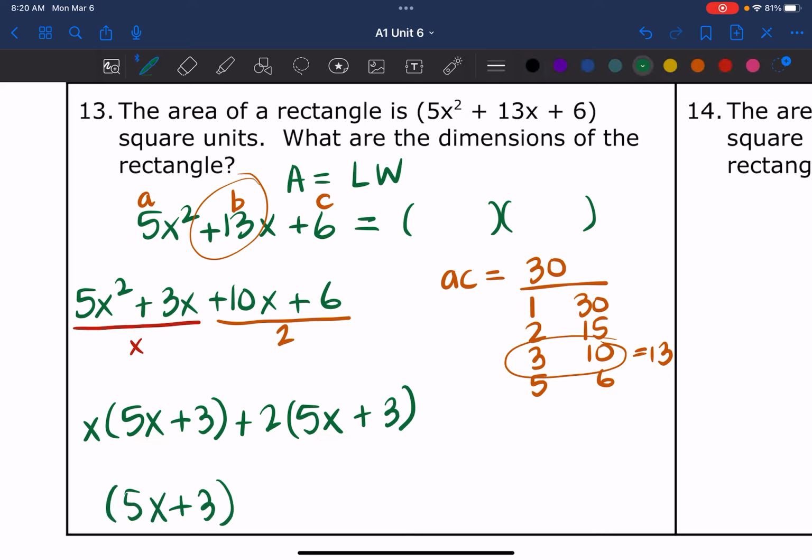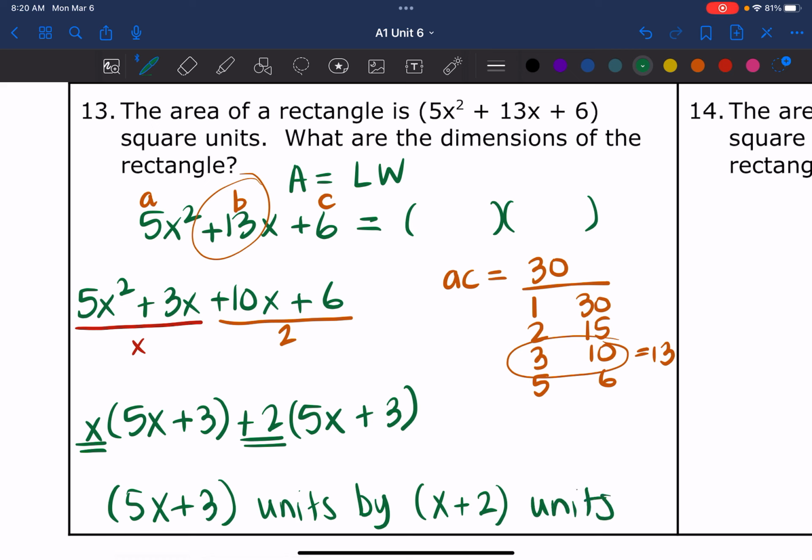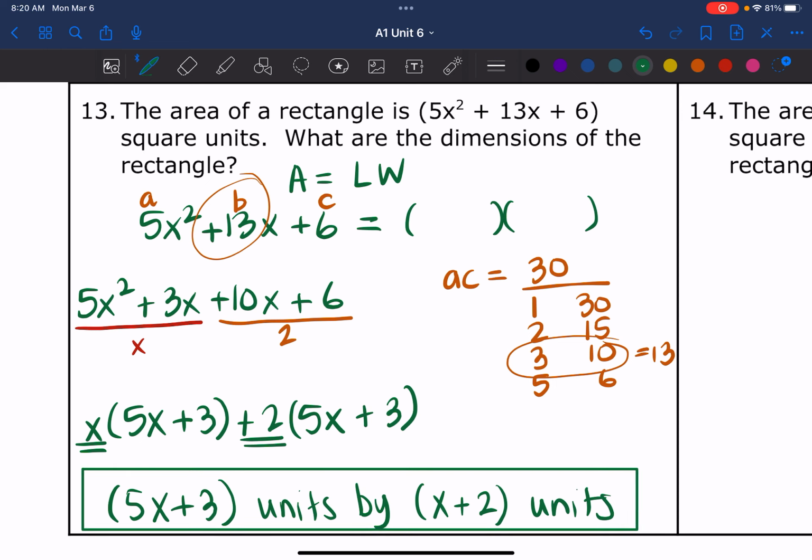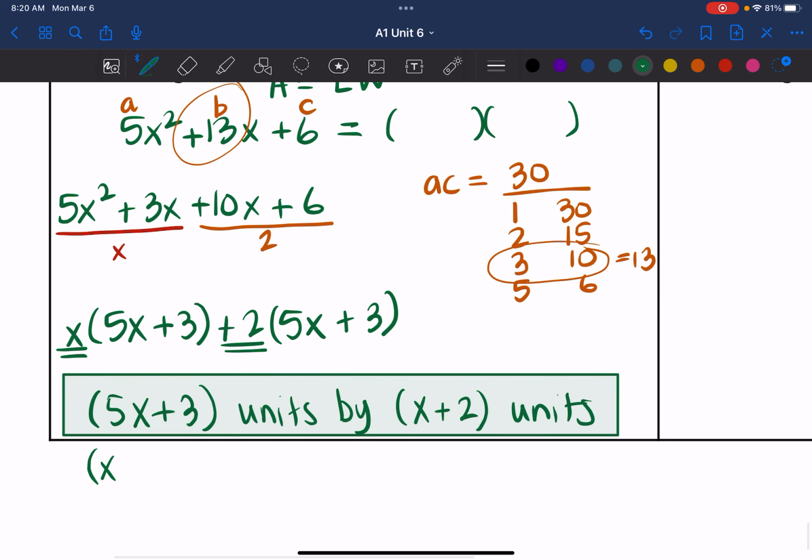Only we're talking about dimensions of a rectangle, so that could be, say, like the length. So that would be 5x plus 3 units by, then the other factor is everything that's on the outside, so the x plus 2. And that could be like the width, so by x plus 2 units. And if they do it the other way, that's perfectly fine. It's the exact same thing. So they might put the x plus 2 first, but it doesn't matter what order they put it in, as long as their factors are the same as yours.